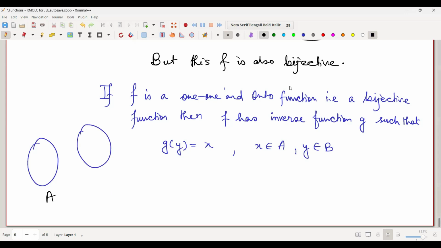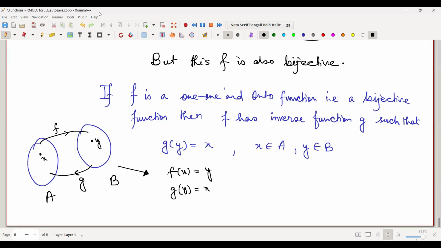Suppose this is set A and this is set B. This is the function f, and this is x, this is y, and this is the function g. So it is like this: f of x equal to y, and the inverse function is g of y equal to x.